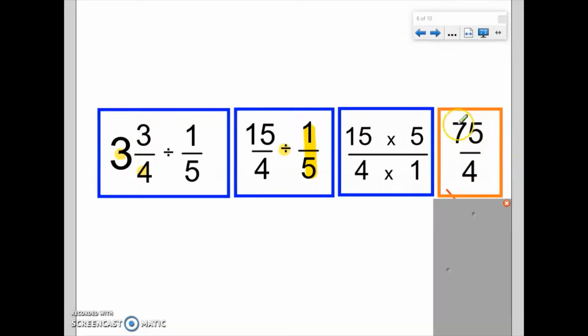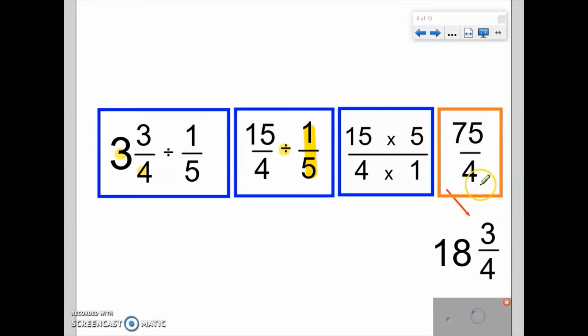This is a top-heavy fraction, so just to get my complete and finished answer, I'm going to change it to a mixed number. How many 4s in 75? And then whatever my remainder is will go on the numerator. How many 4s in 75 is 18? That takes me up to 72, and then I have 3 remaining, so I'm left with 3/4.